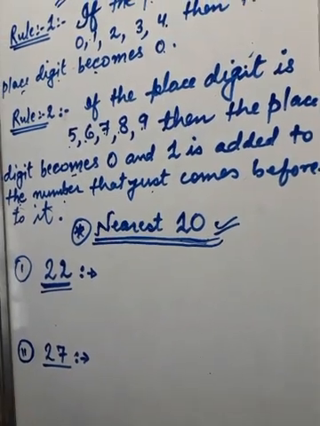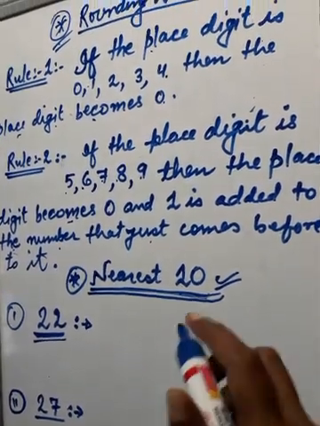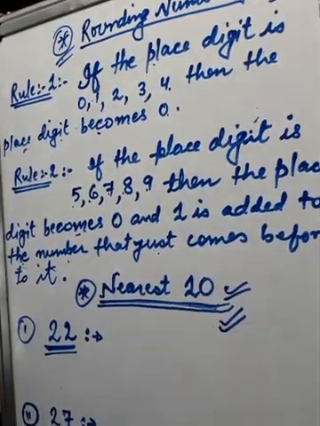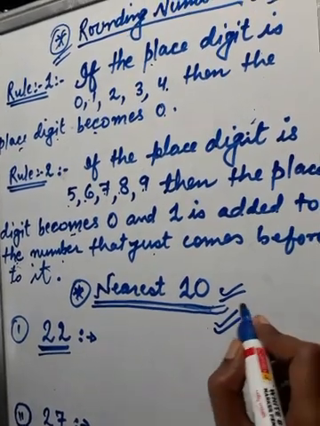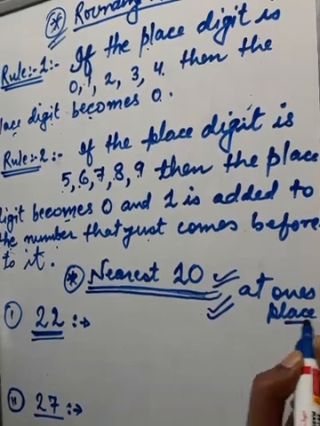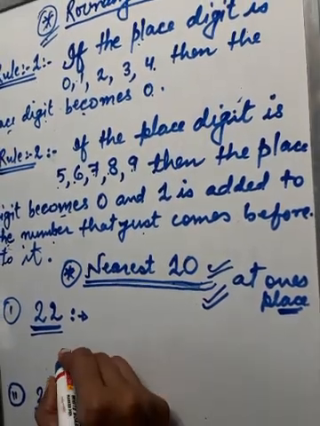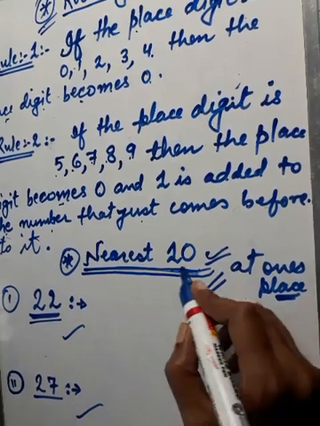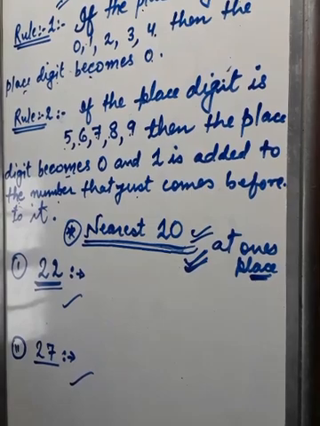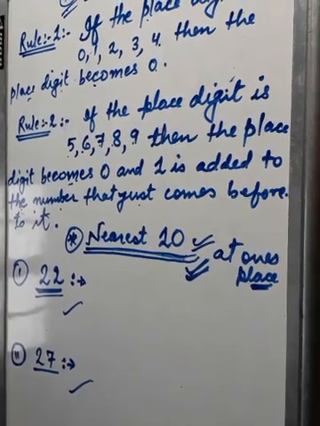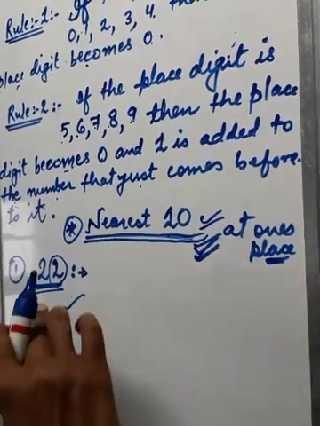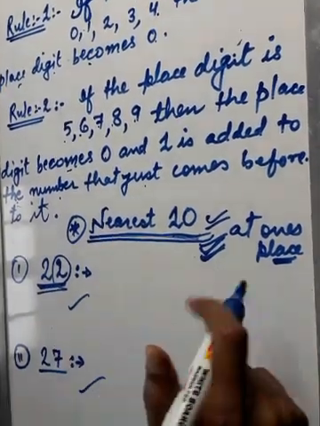So student, as you have studied in your previous class, for rounding numbers to nearest tens, we will see the digit at ones place. हम लोग किस place का digit देखते हैं? तो ones place का digit देखते हैं. I have given here some examples also. To nearest 10, we will see the number at ones place.